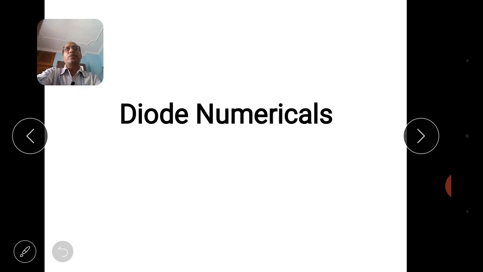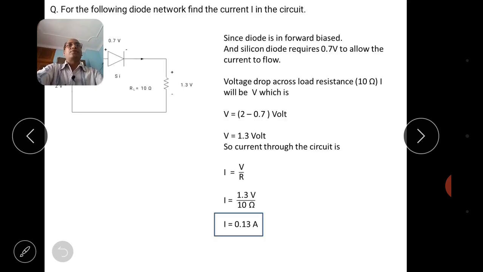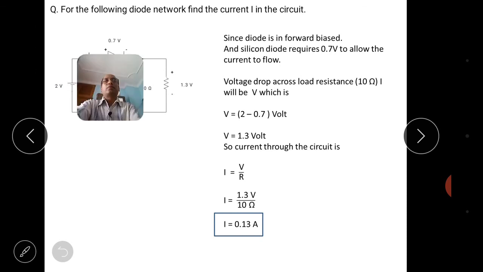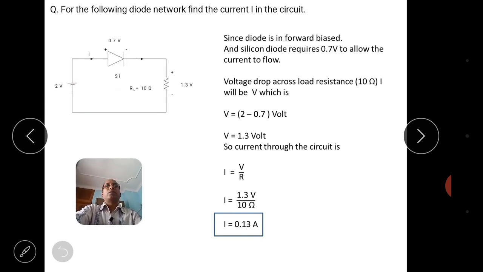Now we have studied the PN junction and its behavior in different biasing conditions such as forward biasing and reverse biasing. Now we have knowledge about forward biasing and reverse biasing. So let us solve some diode numericals. For the following diode network, find the current I in the circuit.